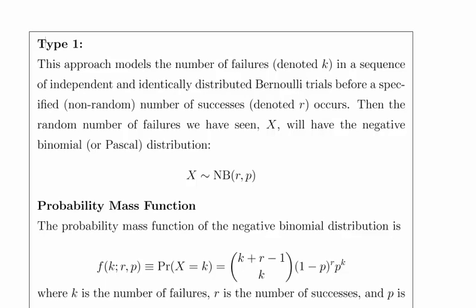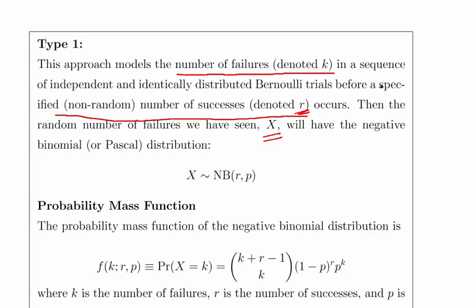This approach models the number of failures in a sequence. That's the key thing there, denoted K, in a sequence of independent and identically distributed Bernoulli trials before a specified number of successes, denoted R, is found. Does that sound like our question? Well, we'll wait until we see the second one. Then the number of failures, X, will have a negative binomial or Pascal distribution. So essentially what we're looking at is the number of failures before you get a certain number of successes. Now that seems like what we're looking for.